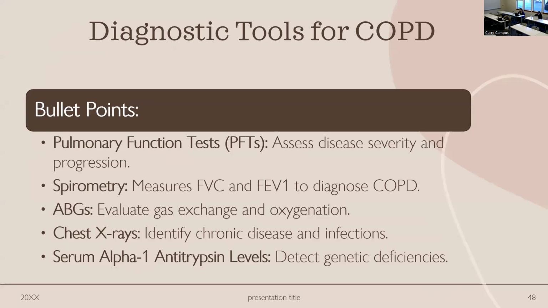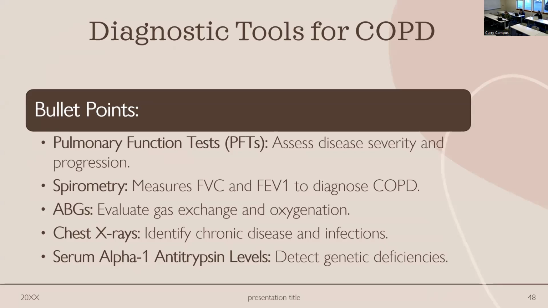Diagnostic tools. Pulmonary function test is probably one of the biggest ones. It assesses disease severity and progression. Spirometry measures forced vital capacity, or FVC, the total volume of air forcibly exhaled after a deep breath. This indicates lung and chest wall capacity.